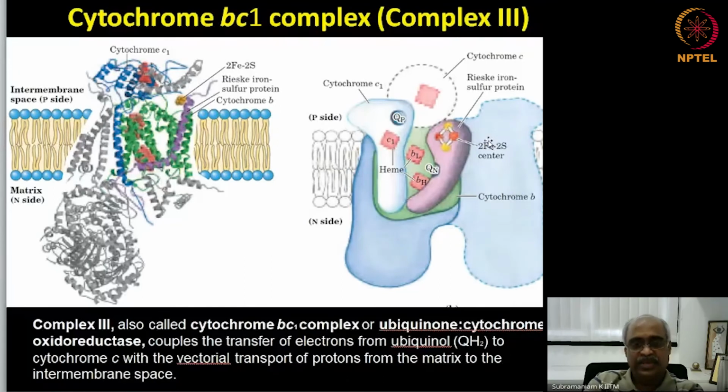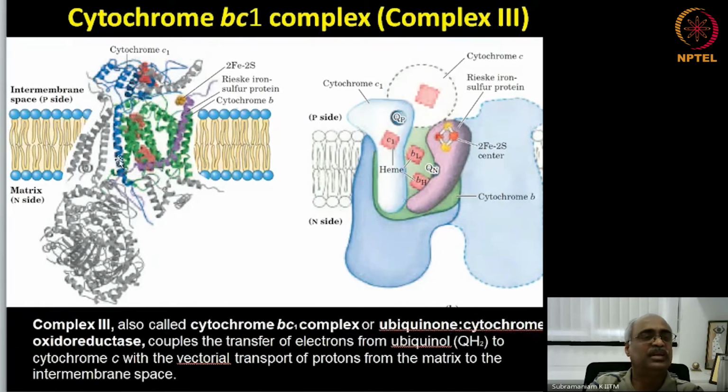In this cartoon diagram, the other one is shaded out here. So it is this side of the structure. Two of them together form this complex 3, and it has multiple cytochromes. You can see cytochrome B is shown here in green color, and then you have cytochrome C1, here this blue color one.